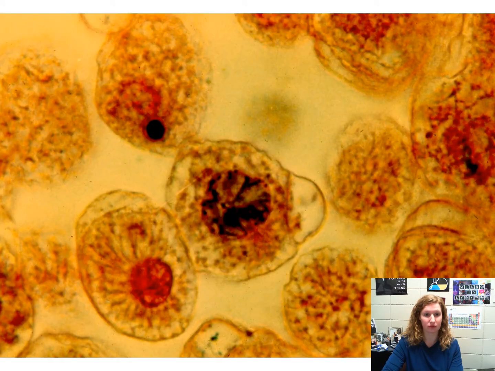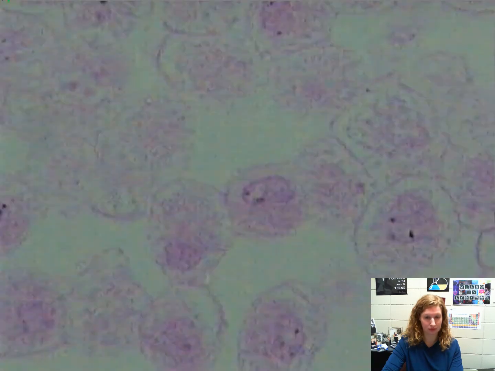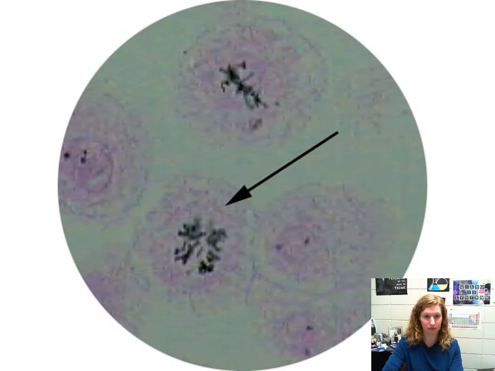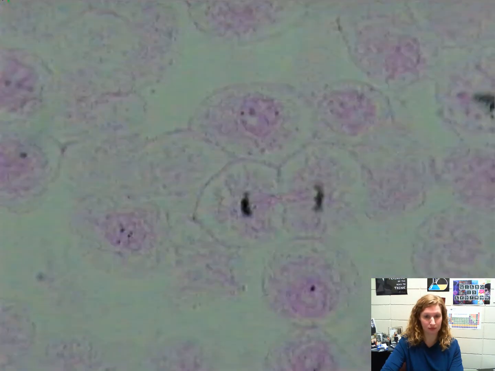Here's a chance to quiz yourself, which is kind of what this whole thing is. Prophase. Metaphase. Interphase. No cell division is going on here. Prophase. Anaphase. Telophase and cytokinesis.